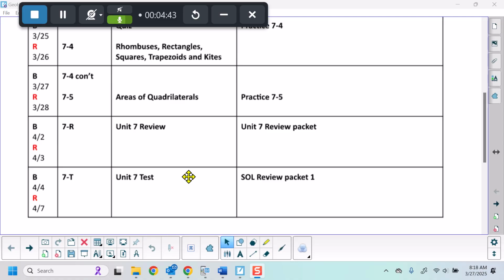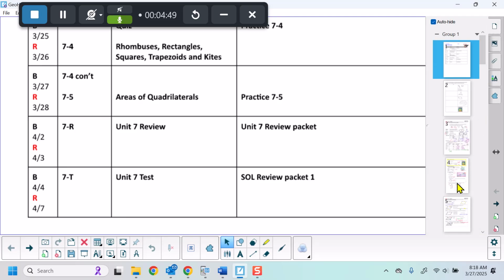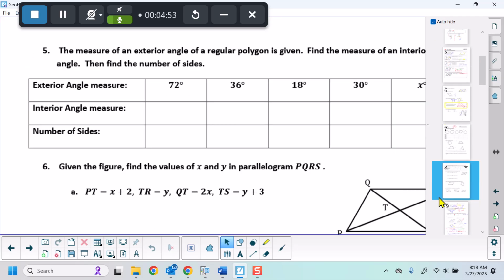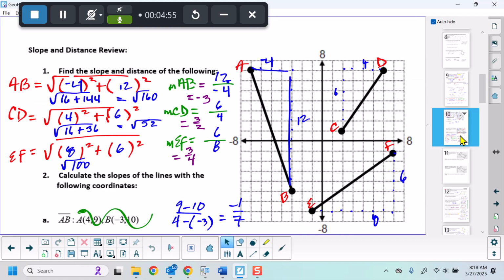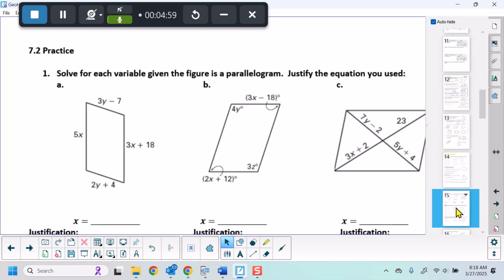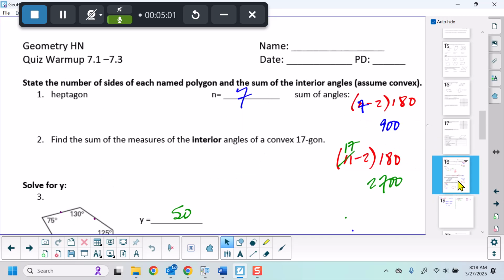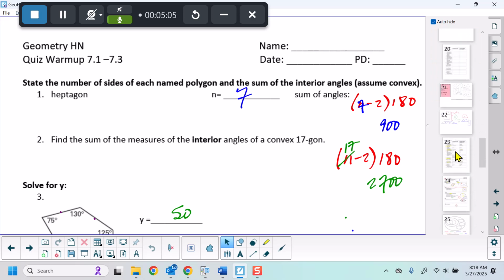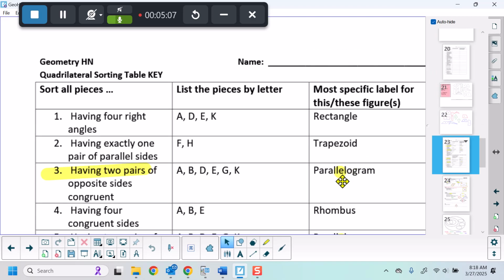Okay, diving right into today's lesson. Go ahead and take your packets out and let's have a conversation about where we want to start. Let's have a conversation about, here we go, all of these lovely shapes.